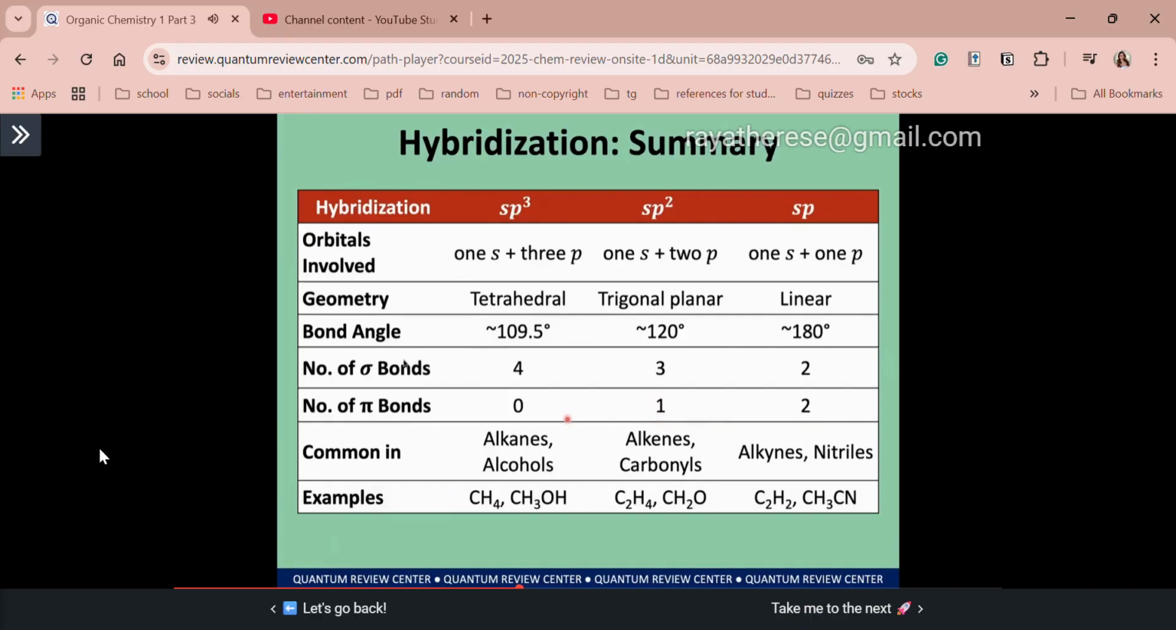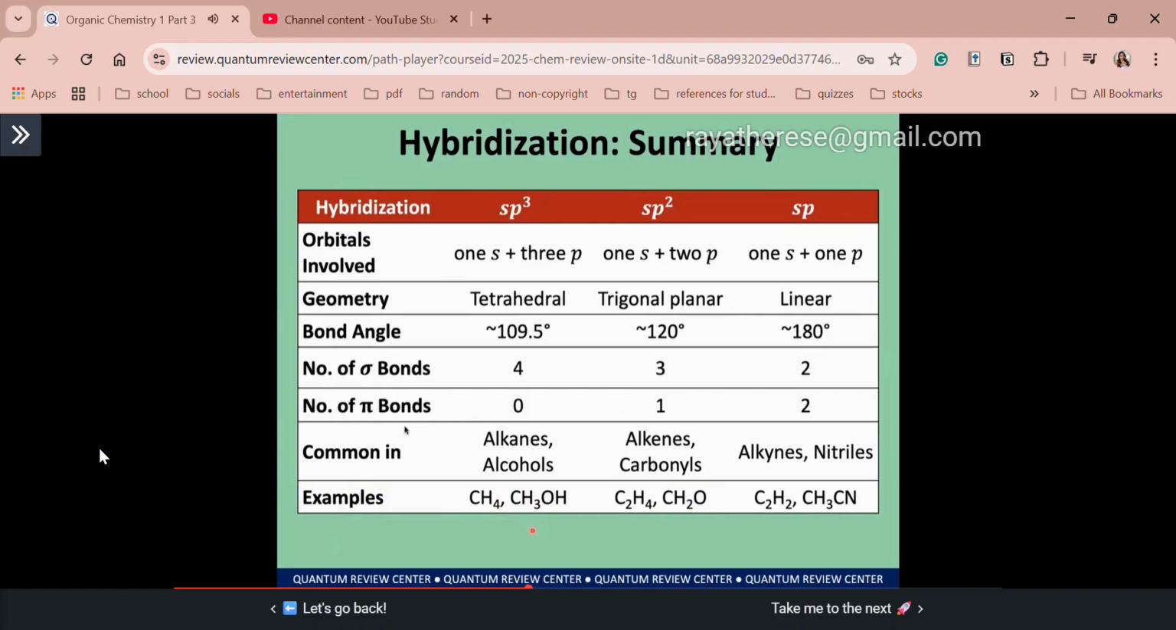Class, I hope it's clear. For sp3, again, wala tayong pi bonds. Lastly, for sp, we have 2 sigma bonds coming from our sp hybridized orbitals. And for your 2p orbitals that were left unhybridized, that will be the source of your pi bonds. Clear? Again, our typical examples, we have alkanes like methane and alcohol like methanol for your sp3 hybridized orbitals.